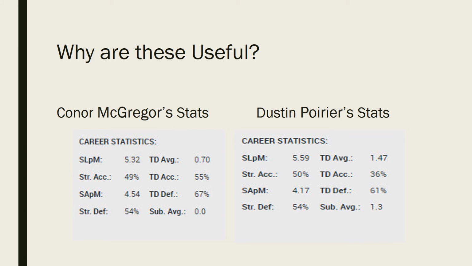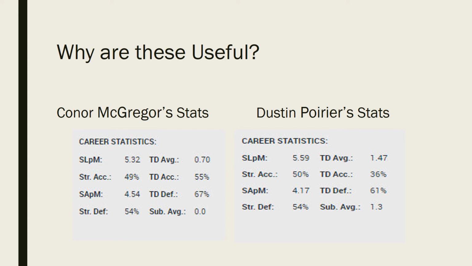One of the main reasons why these statistics are useful is for predicting fight outcomes. For example, taking the latest big event in the UFC, which was McGregor versus Poirier, we can compare each fighter's statistics in order to predict which athlete will come out successful in their fight and see if these statistics match the true outcome of the fight.